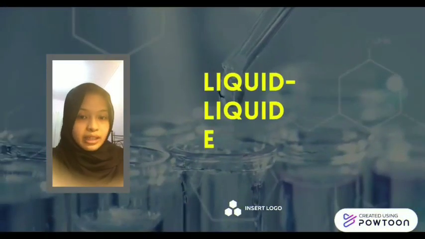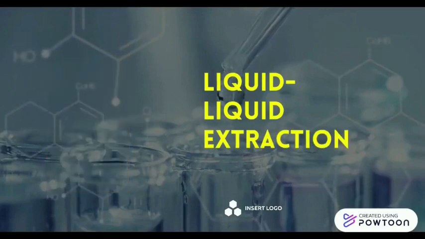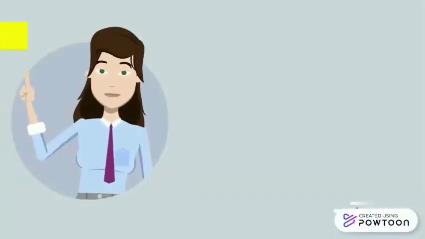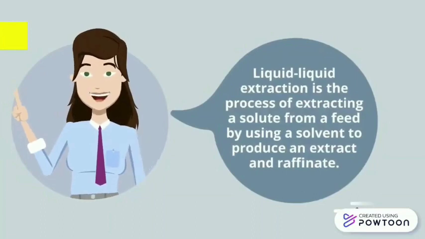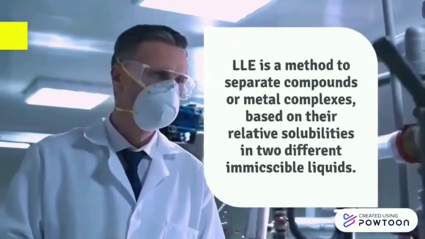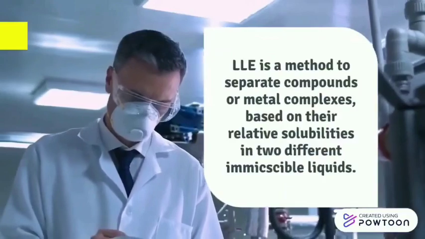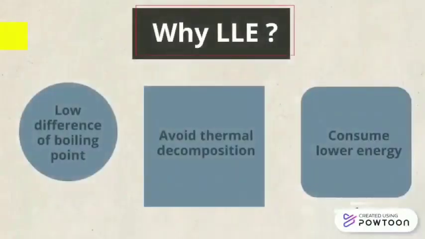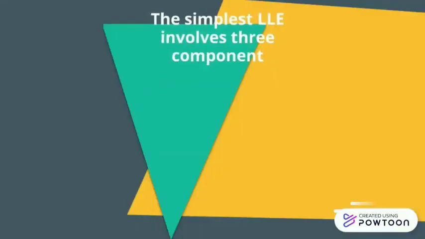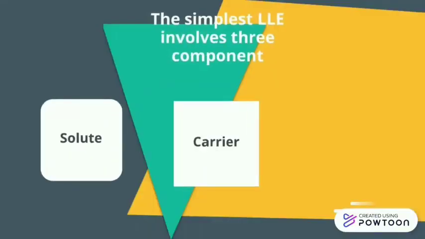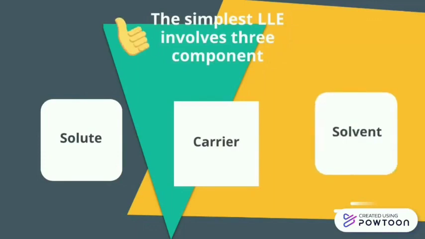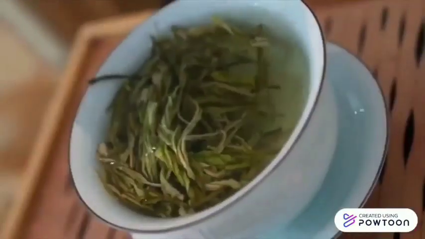What is liquid-liquid extraction? Liquid-liquid extraction is the process of extracting a solute from a feed by using a solvent to produce an extract and raffinate. LLE is a method to separate compounds or metal complexes based on their relative solubilities in different immiscible liquids. This is the reason why LLE is chosen. The simplest LLE involves three components, which are solute, carrier, and solvent.